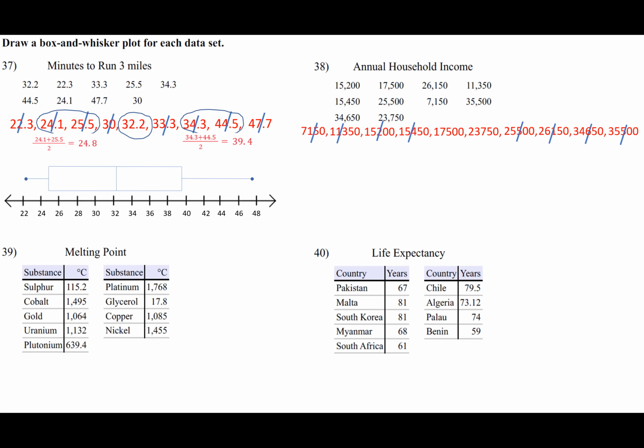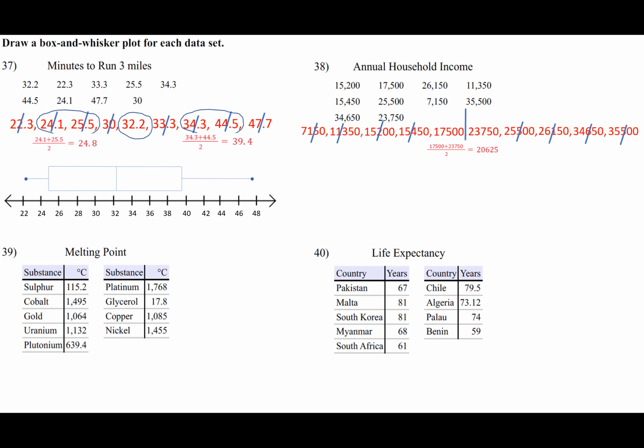I want the median. In this case, there are two numbers in the center, right? I'm going to say the median is right there in the middle. To find the median, I'm going to add those two numbers, 17,500 plus 23,750. My result, I'm going to divide by 2, and that gives me 20,625. I found the median.